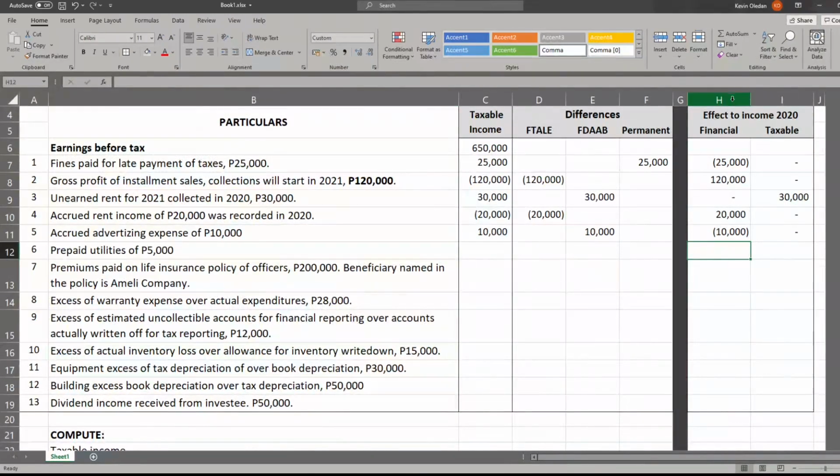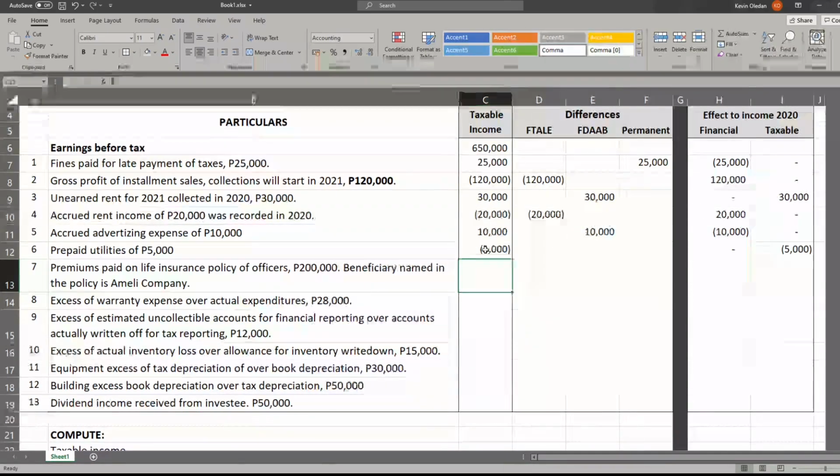Sa financial accounting income mo, walang effect yan kasi ang entry mo dyan is a debit to prepaid utilities and a credit to cash. Pero when it comes to taxable income, it is already a deduction of 5,000. Wala kang dineduct pero pagdating sa taxable, dapat i-deduct natin siya ng 5,000. That means, logic, hindi pa nasama sa 650 ang 5,000 na to. So, kailangan natin siya isama. In terms of effect, it is negative because you have to deduct it.